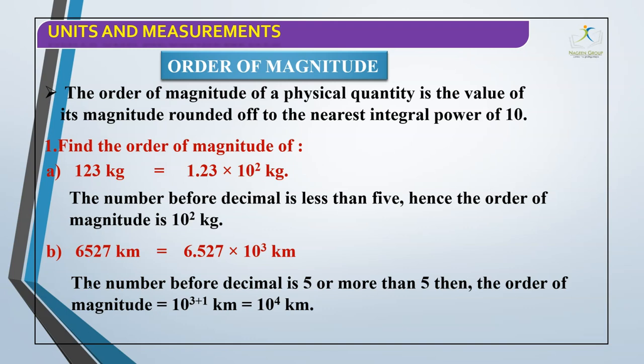I hope you students understand. You have to be a little more focused on this point. As you can see, this 1 is less than 5. For that scenario, the 10 to the power which is there is the order of magnitude. But in the case of 6, this is more than 5. For that scenario, we add 1 to the power so that the order of magnitude will change.